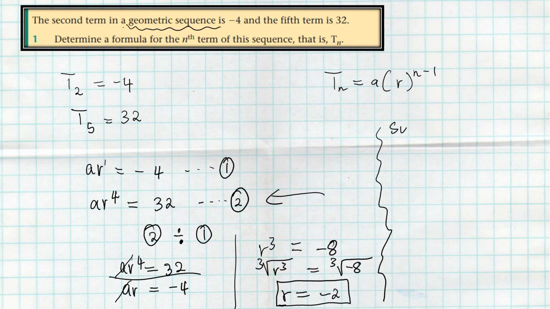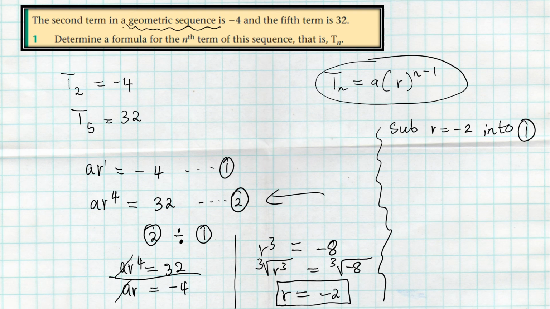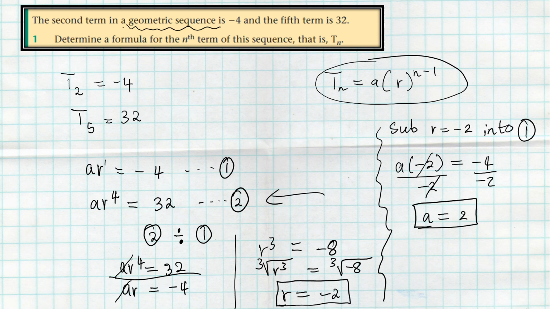So we are going to substitute our R, which is equal to minus 2, into the simplest equation. I think equation 1 is the simplest. So I'm going to substitute my R, which is equal to minus 2, into equation 1 so that I may be able to solve for A, right? Remember, we need A and R so that we can get the formula. Where there is R, I'll replace it by minus 2 and solve for my A. To solve for my A, I divide both sides by minus 2. This cancels this. My A is going to be equal to 2.